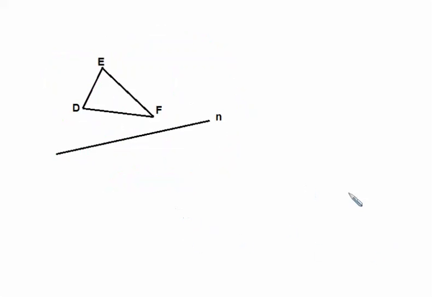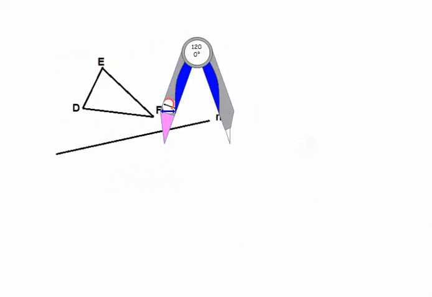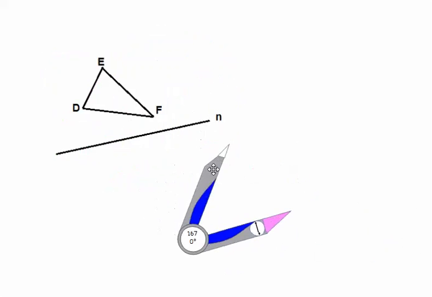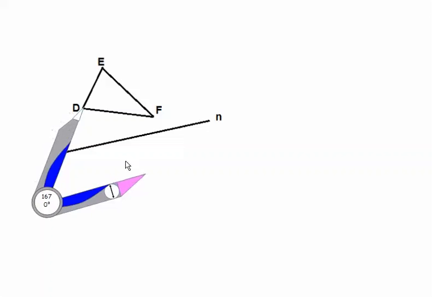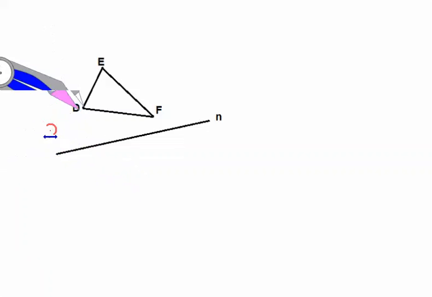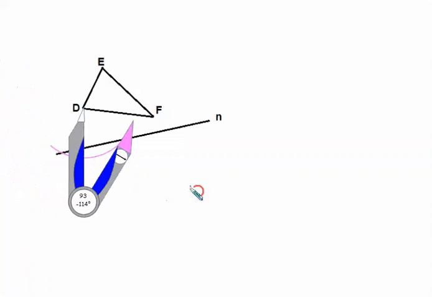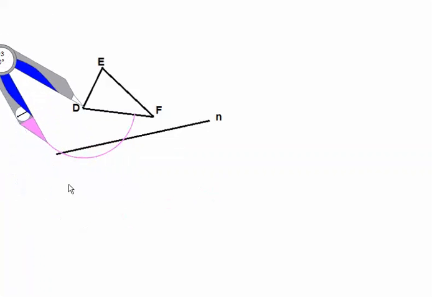So here we want to reflect triangle DEF across line N. Let's start with point D. We're going to pretend that all we see is point D and line N. So we put the point of our compass at D, we open our compass, and we make an arc that crosses line N twice. Then we want the perpendicular bisector of that line segment.